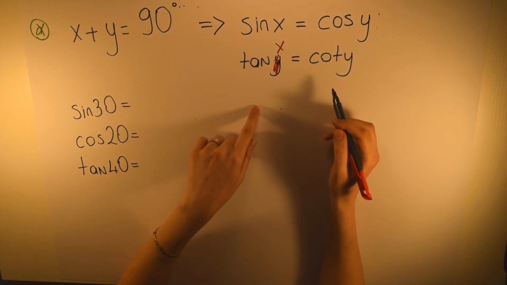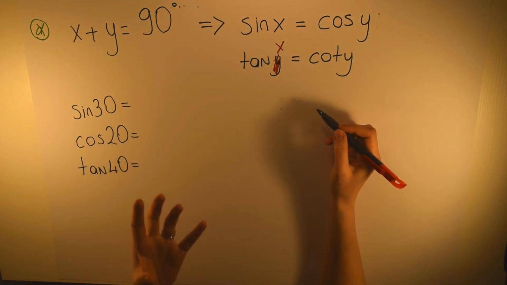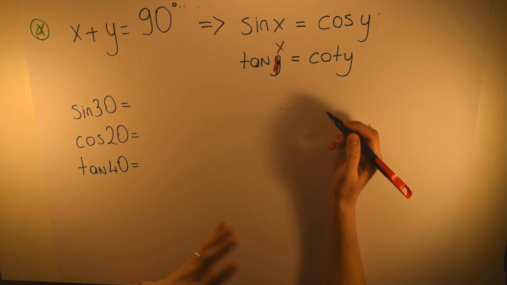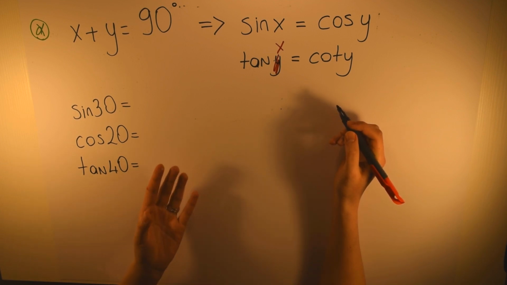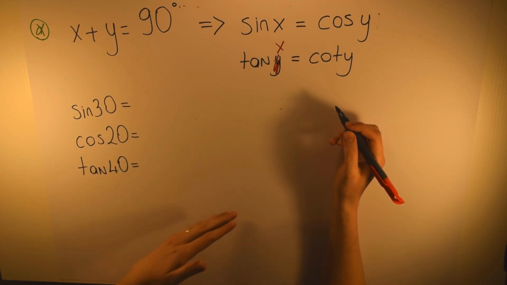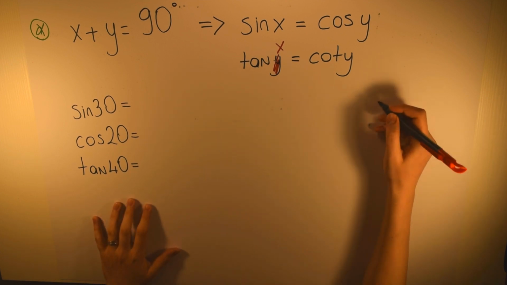So in a right triangle, as the measure of the right angle is fixed, it's 90 degrees, the remaining two angles are always complementary as the sum of angles in a triangle is 180 degrees.